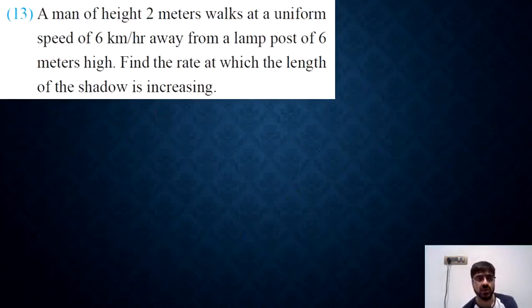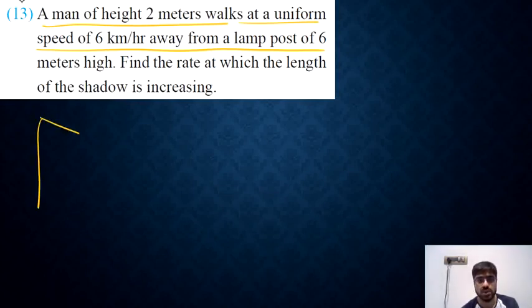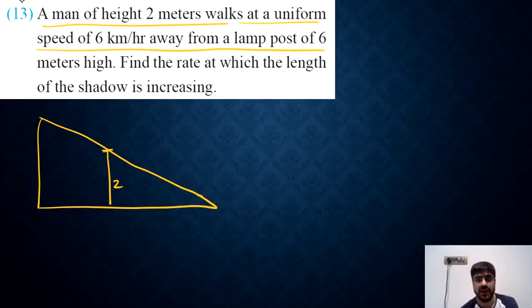We continue with the next question. A man of height 2 meters is walking at a uniform speed away from a lamp post. So let's draw that figure. Let's say this is the lamp post, and the man is right here. A man of height 2 meters. So let's call this 2. This is the man. Let's call the man AB, whose height is 2 meters, and he's walking at a uniform speed.